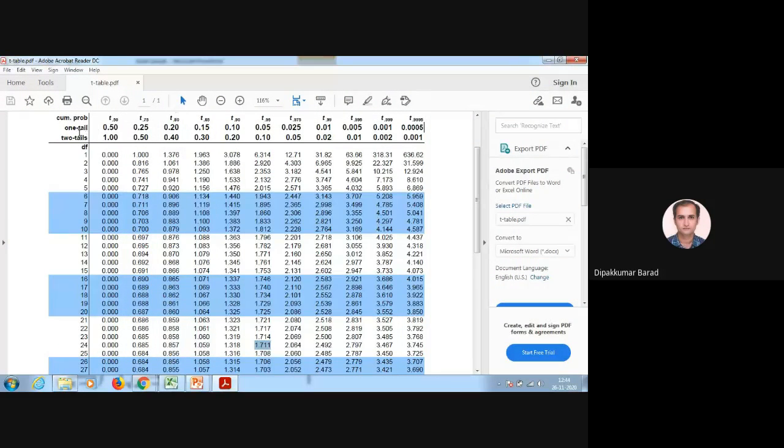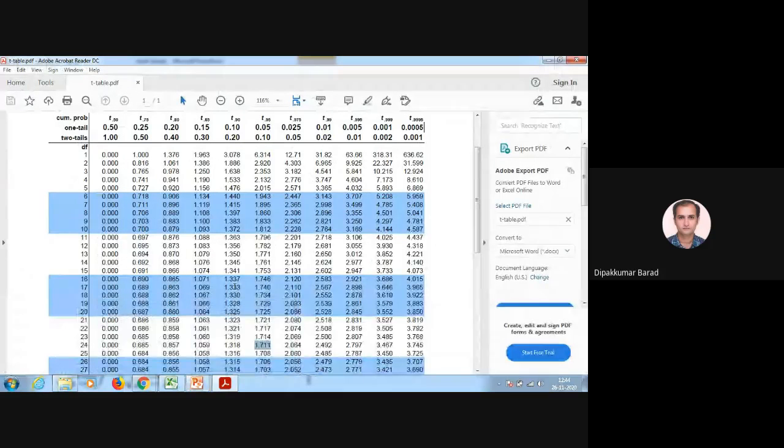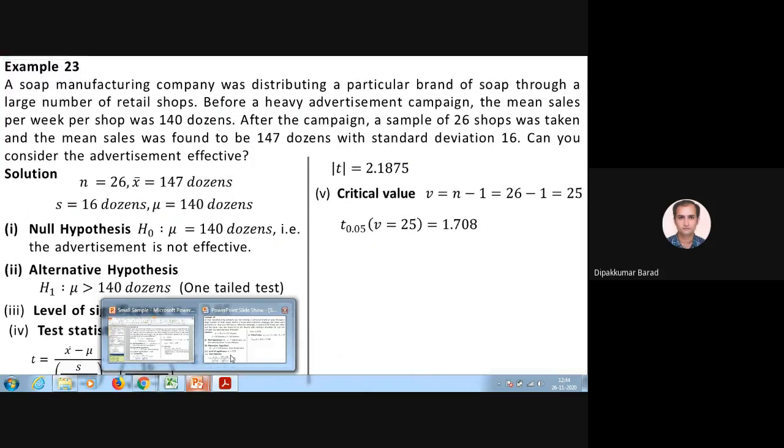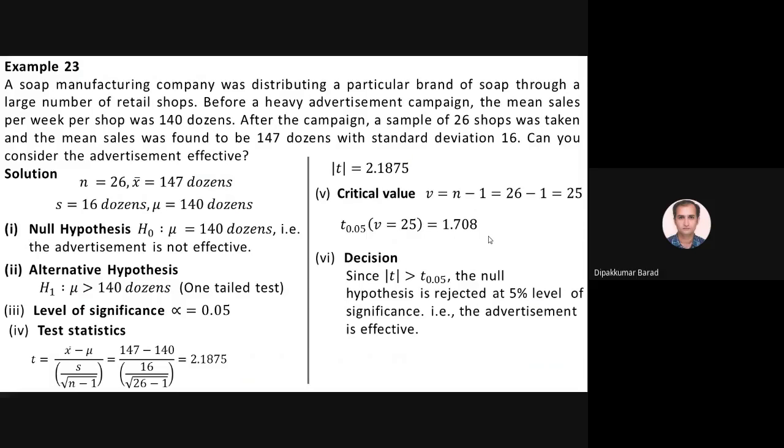One tail test, first of all, this is one tail test 0.05 and 24. What we have is 25. So 1.708. We must get 1.708. Yes, 1.708. Now mod t is greater than t at 0.05. So the null hypothesis is rejected at high level of significance. That is, the advertisement is effective.